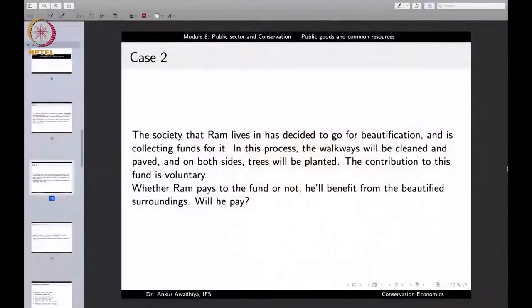But when that happens, when nobody pays for the fund, then probably the society will not be beautified. And so Ram and everybody else in the society will continue to live in dirty-looking surroundings, without these trees, without clean pavements. But it is being done through a rational decision-making process. And things such as these are known as public goods.